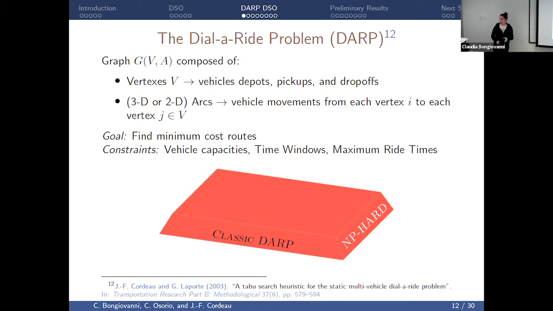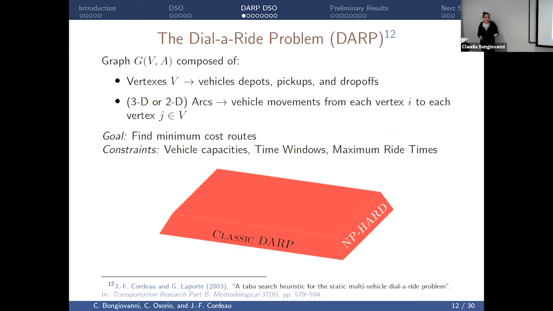And what we have is a graph composed of vertices and arcs. The vertices represent the vehicle depots, so where the vehicles are parked before service, the pickup locations of the customers, and the drop-off locations of the customers. We typically have a set of vehicles that need to provide service to these vertices, so these customers, and we have arcs connecting the vertices, which are the vehicle movements. So it gives the route of the vehicle, so the sequential visits of the customers.